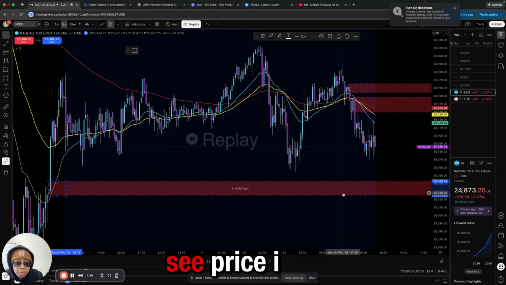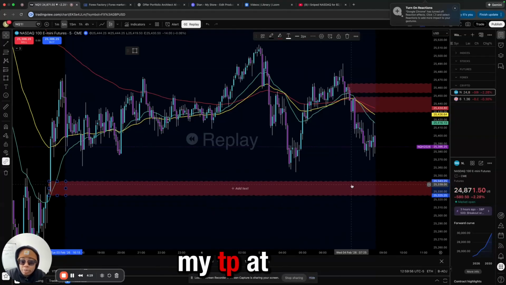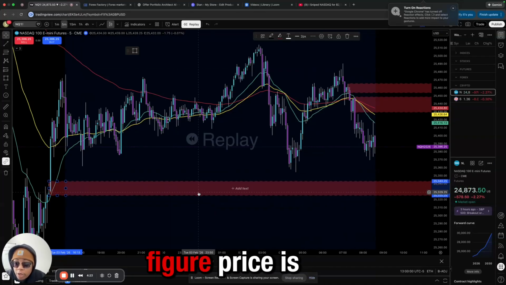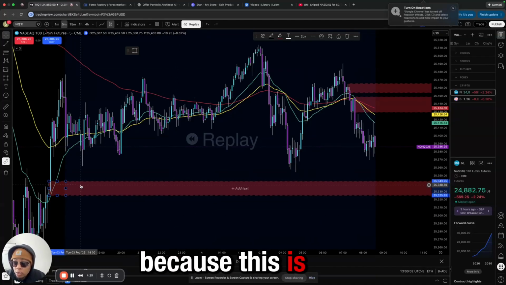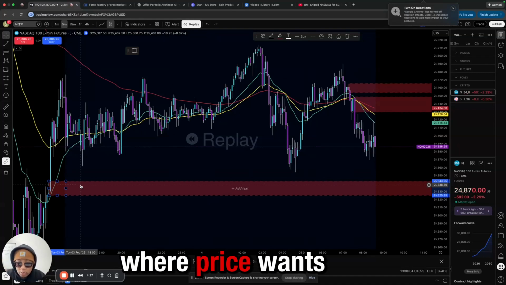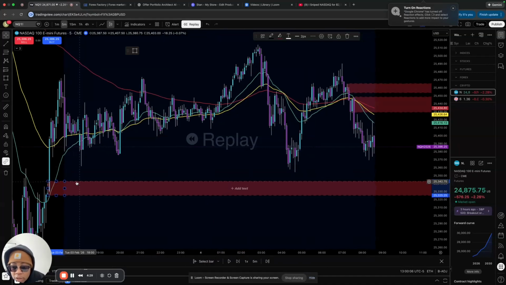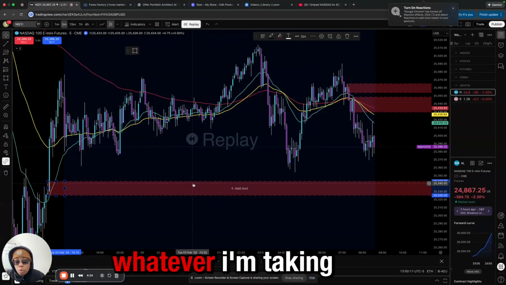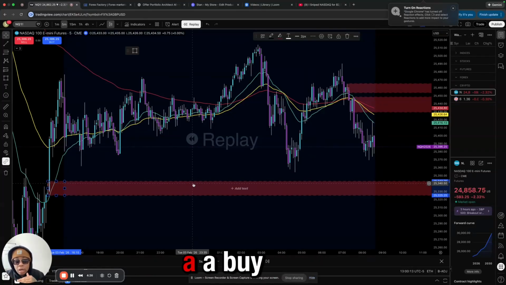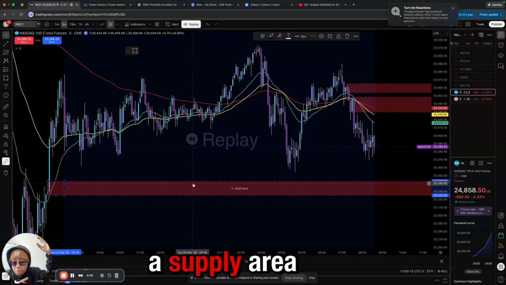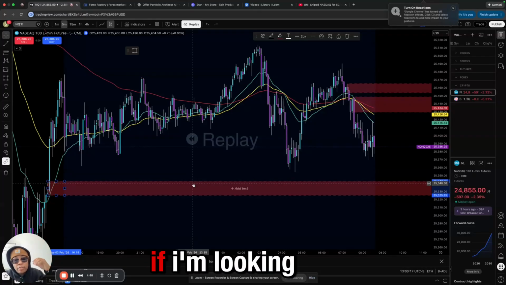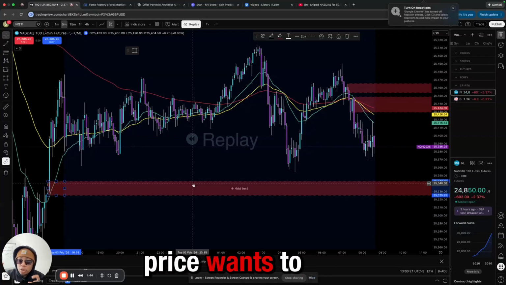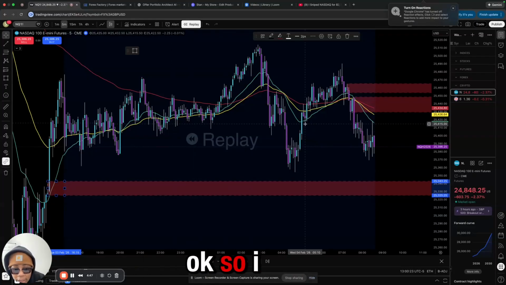I want to put my TP at this area because I kind of figure price is going to come to this area because this is where it made a big impulsive move, and this is where price wants to come back to, right? So I mark that up because I'm always looking for my demand zones. If I'm taking a buy, I'm looking for a supply area where price is going to go to. If I'm looking to take sells, I'm always going to look for a demand area where price wants to go to.